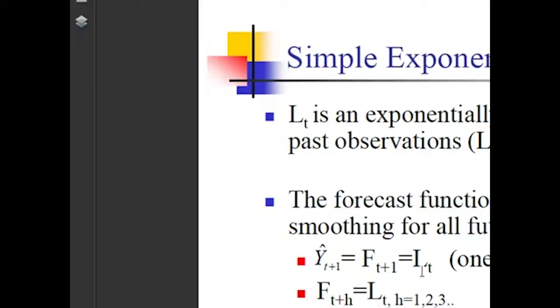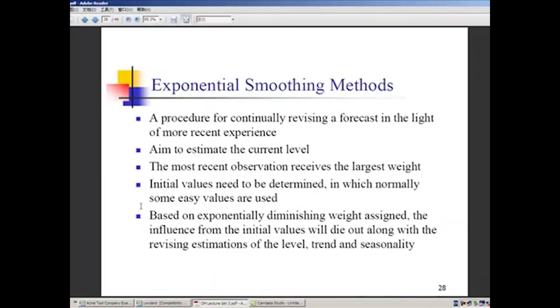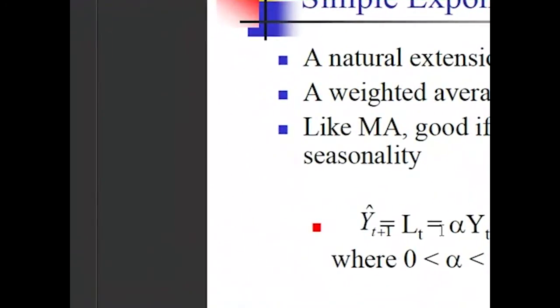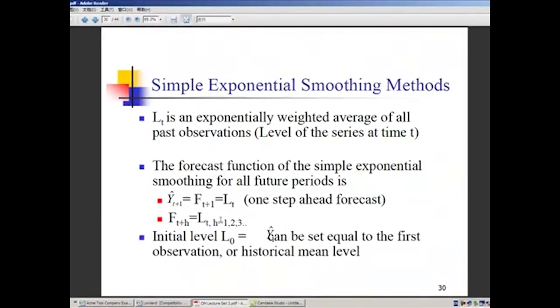And into the future, because we only observe real sales values up to the current time period t, we only have this Y sub t here. So into the future, based on the simple exponential smoothing method, we keep using the most recent level estimate. So if the one step ahead forecast equals L sub t, the 2 step ahead and 3 step ahead forecasts are the same. We keep using that.